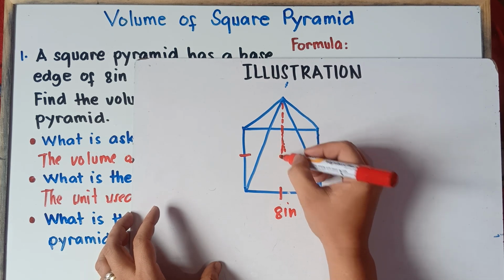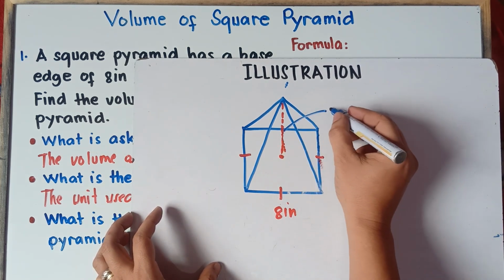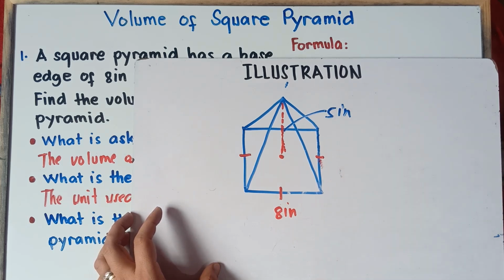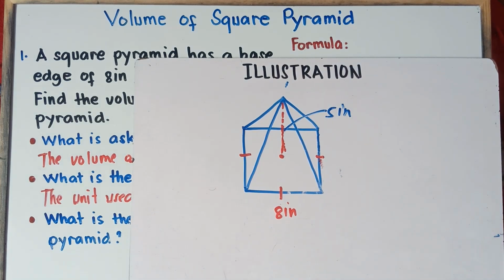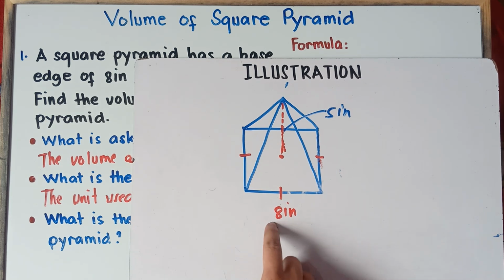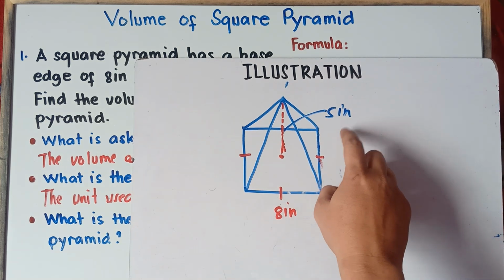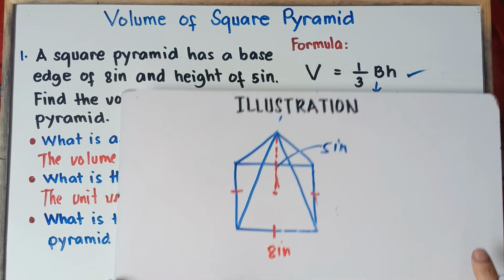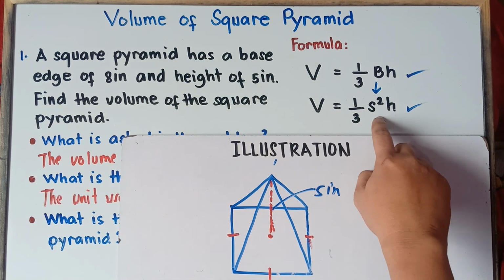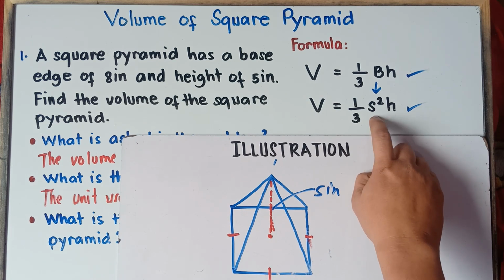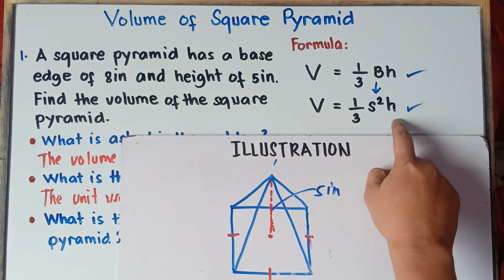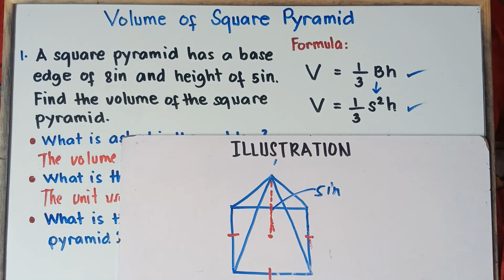Alright, so this height of the pyramid, that is 5 inches. And we're told to find the volume of this given pyramid. So we have the given base edge, or base side, and then we have the given height. So therefore, class, we'll be using the second formula. The base edge is 8 inches, and the height is 5 inches. So use the second formula.